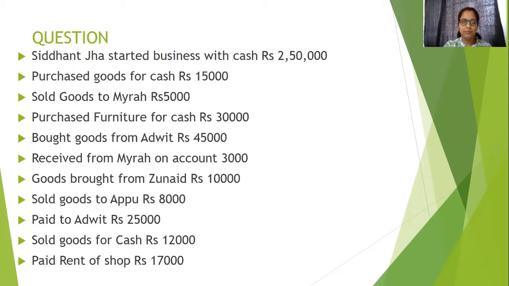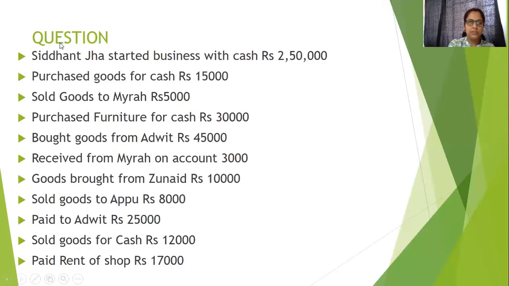So this is the question. I will read out the question for you. Siddhant Jha started business with cash rupees 2,50,000, purchased goods for cash rupees 15,000, sold goods to Myra rupees 5,000, purchased furniture for cash rupees 30,000, bought goods from Advait rupees 45,000, received from Myra on account 3,000, goods bought from Zunaid rupees 10,000, sold goods to Appu rupees 8,000, paid to Advait rupees 25,000, sold goods for cash rupees 12,000, paid rent of shop rupees 17,000.